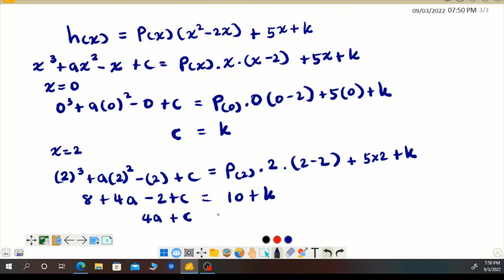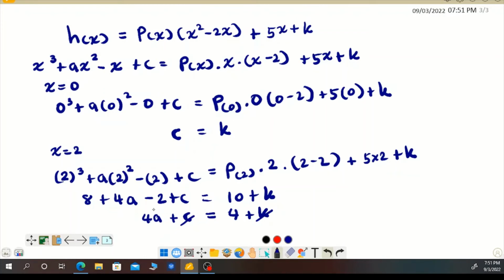Plus c equals 4a plus c equals 10, 8 minus 2, 6, plus k. So from the above equation I know that c equals k.